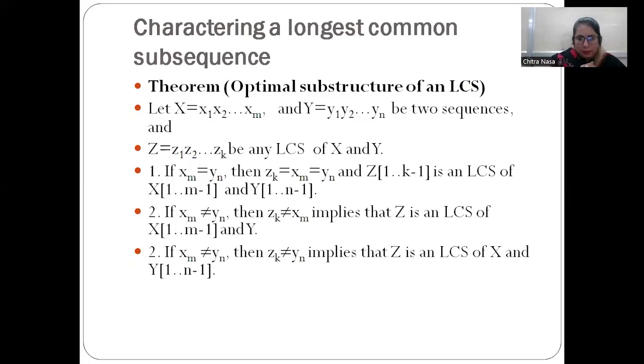But before that, let's construct an optimal substructure for this problem. What does it say? It says if X is a sequence from X1 to Xm and Y is a sequence from Y1 so on up to Yn, and Z is the LCS of X and Y. Now, what does it say? If Xm is equal to Yn, then Zk will be equal to Xm and Yn. If Xm and Yn are not matching, then either Zk is not matching with Xm or it is not matching with Yn, right?